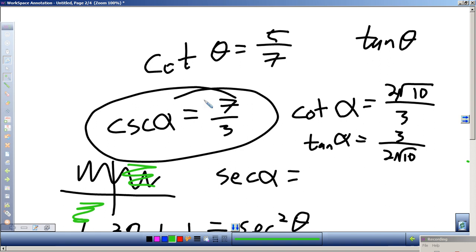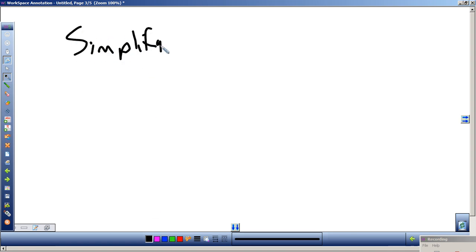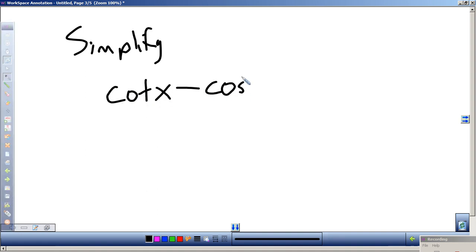Now, the more fun type of problems you're going to be facing are ones that are simplified. Which are something like this: cotangent x minus cosine cubed x times cosecant x. And we need to simplify this.